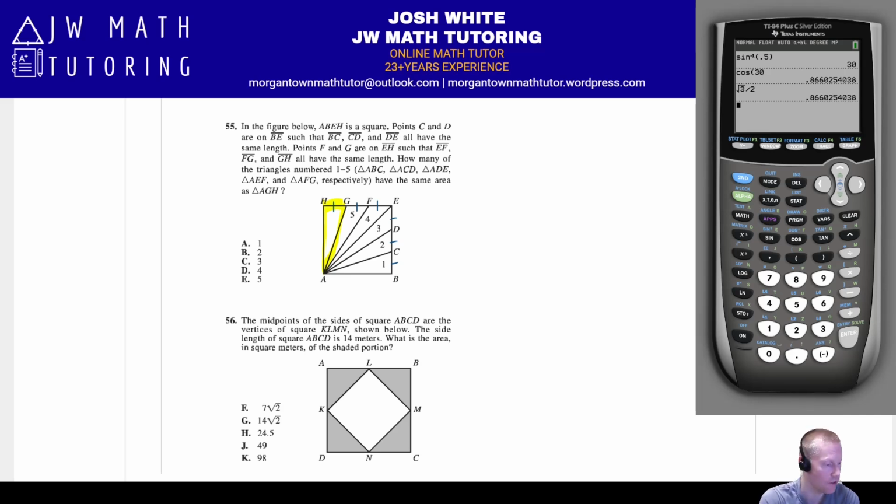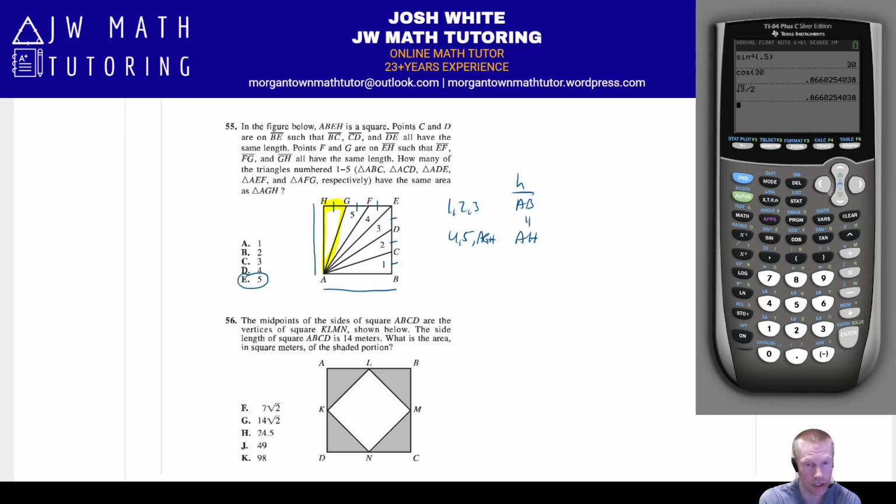So it turns out the correct answer to this one is E. It's all 5. The reason is because they all have a height which is the same value. First of all, because this is a square, basically this side and this side are the same. So when you look at, for example, triangles 1, 2, and 3, the height is just AB. For 4, 5, and AGH, the height is just the side AH. But these are equal because it's a square, because in a square, all four sides have the same length.